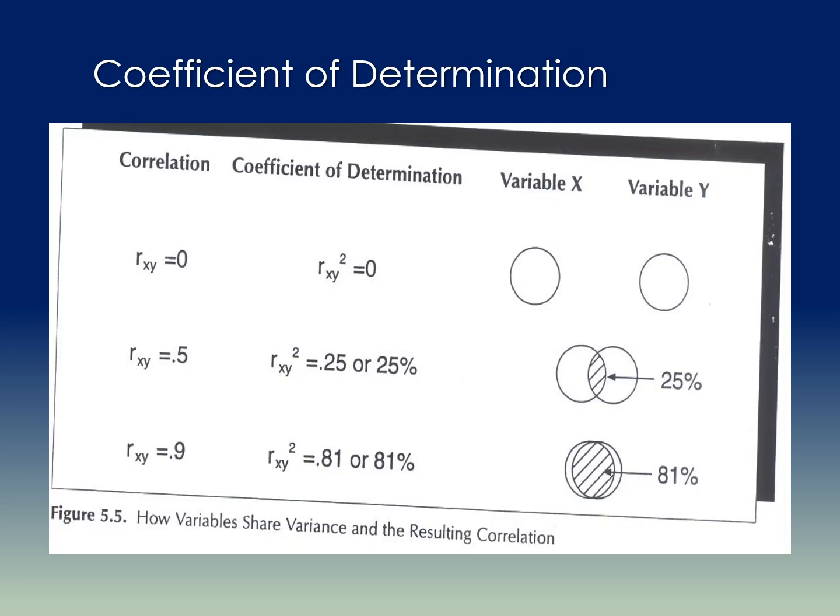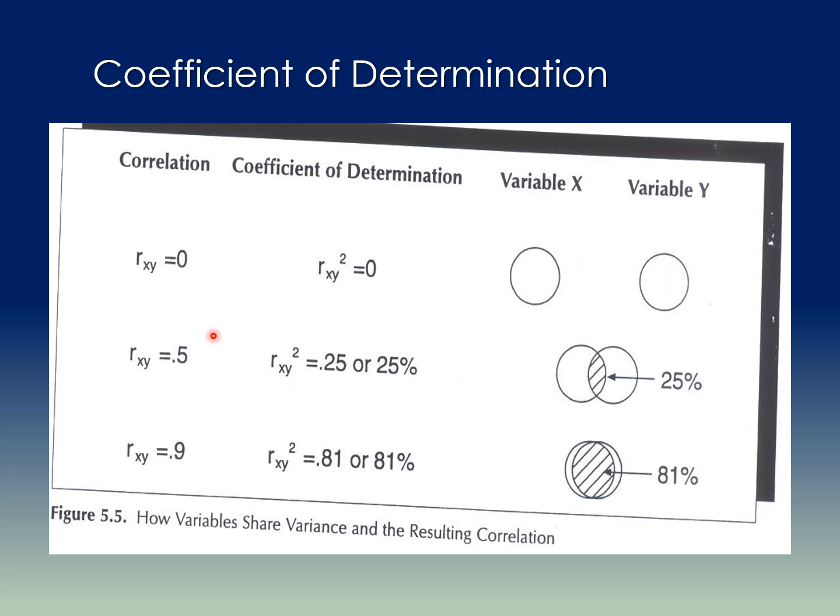Sometimes visuals help. And this one here, we have two different columns. We've got the correlation and the coefficient of determination, and then we have the variable x and the variable y, because these are the things that we are associating with one another. And so on the far right here, we have a visual representation of what is going on. If I've got a correlation of 0, there's no relationship between x and y. They're not connected in any way, shape, or form. The coefficient of determination will also be 0. There's nothing that we can say about x that is going to predict or explain anything about y.